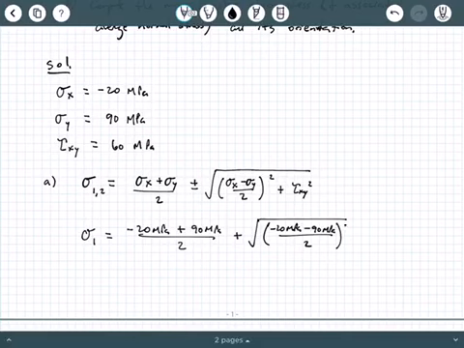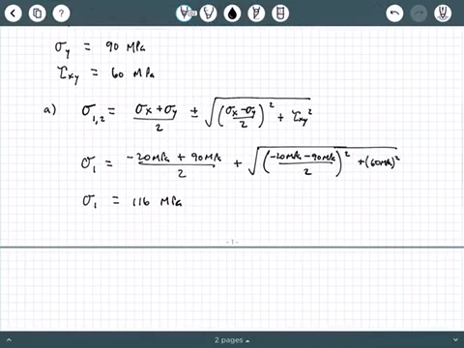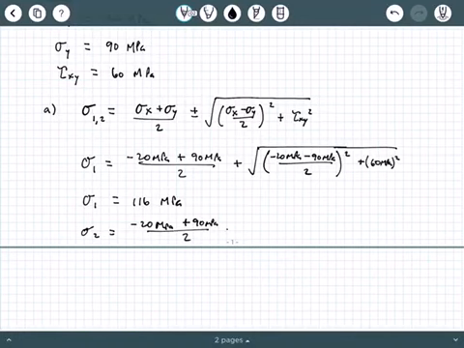So sigma 1, I'm going to go ahead and substitute these values in one at a time. I'm going to have negative 20 MPa plus 90 MPa divided by 2 plus the square root of (negative 20 MPa minus 90 MPa, again, watch your signs, divided by 2) quantity squared, plus (60 MPa) quantity squared. So you want to punch that in your calculator very carefully. When you do that, you should get a sigma 1 value of 116 megapascals.